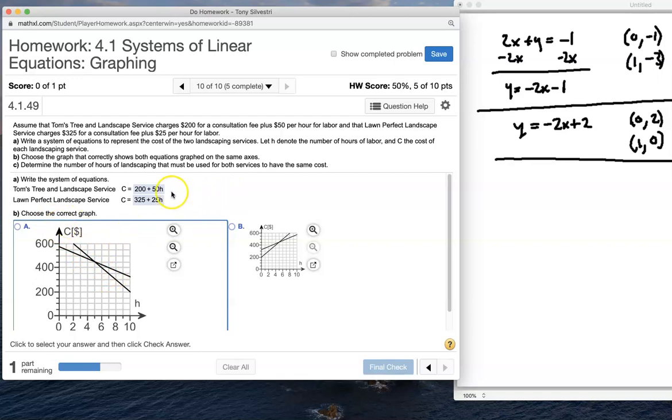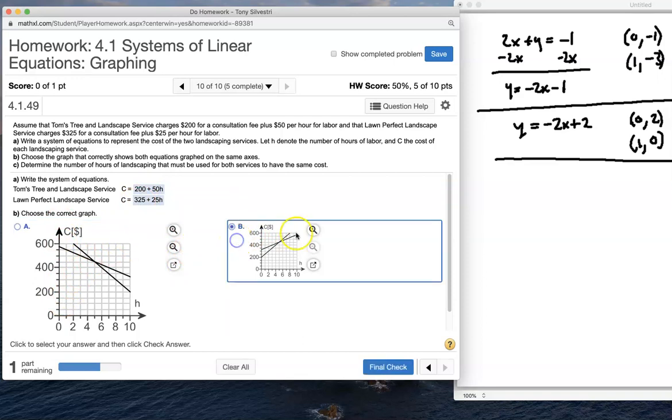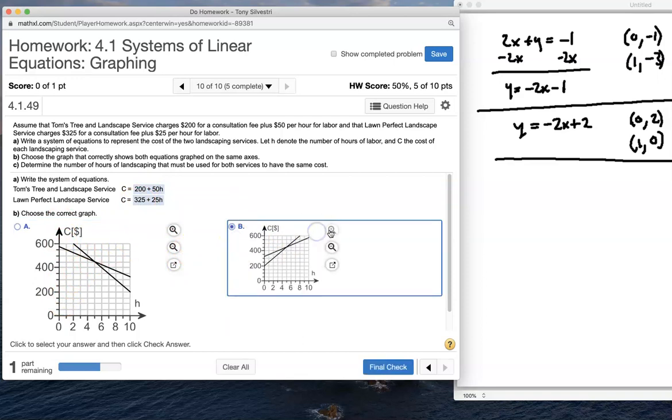See, the thing is, when h is 0, these terms go away. I'm looking for the lines crossing the point 200 and 325 vertically. That's not right. So let's try this guy and make it bigger. Nah, yeah, I'm feeling this one.